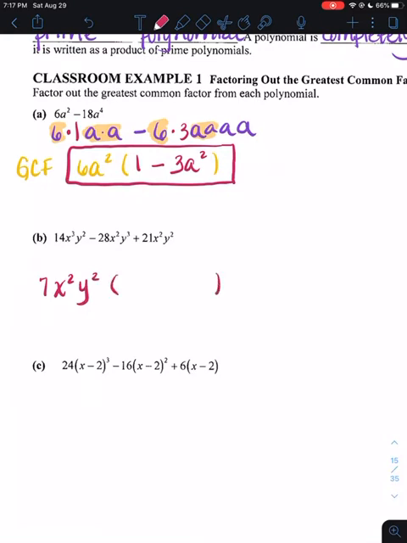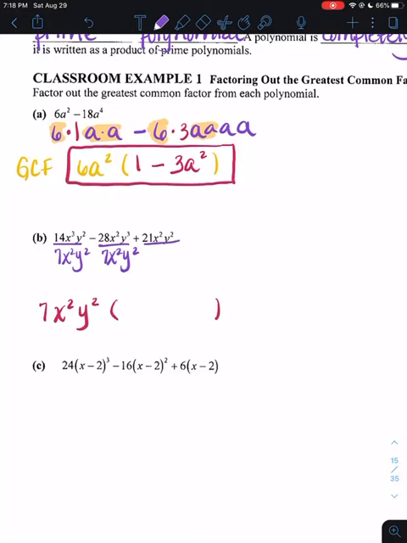Now I have to figure out what's left, what goes in the parentheses. So let me move this down a little bit. I'm going to go back to the original problem and divide each term by the greatest common factor, 7x squared y squared. You're undoing multiplication, and the opposite of multiplication is division. So I'm going to divide all three terms by 7x squared y squared.